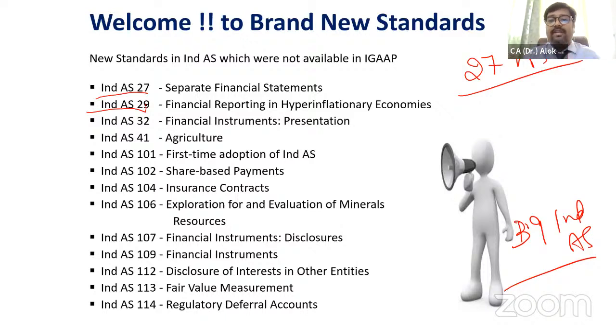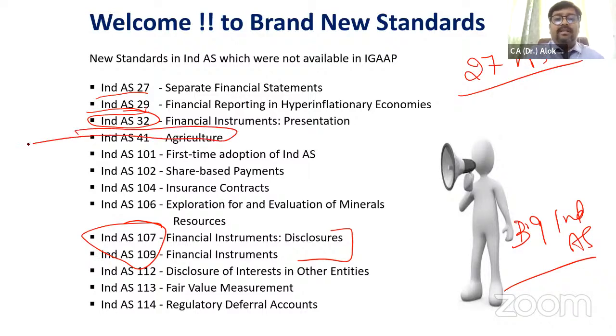There are three standards on financial instruments: Ind AS 32, Ind AS 107, and Ind AS 109. In India, there is no accounting standard on financial instruments. AS 30, 31, 32 were issued but never became mandatory. These were recommendatory in nature. We only have a guidance note on accounting for derivative contracts, but we don't have any accounting standard.